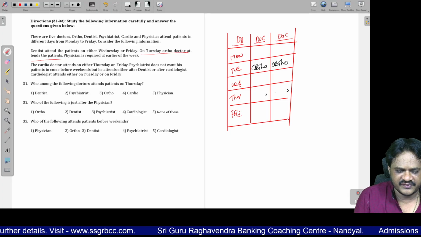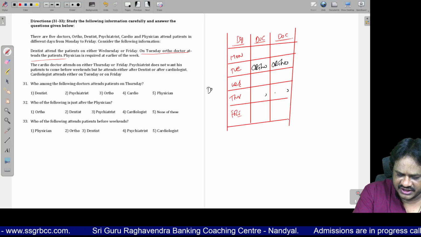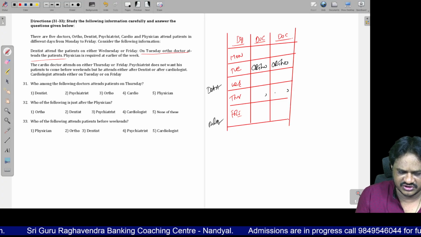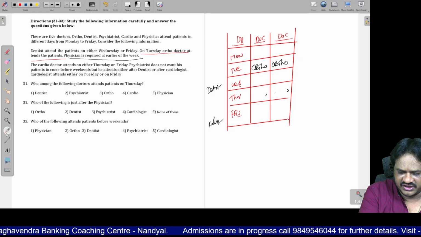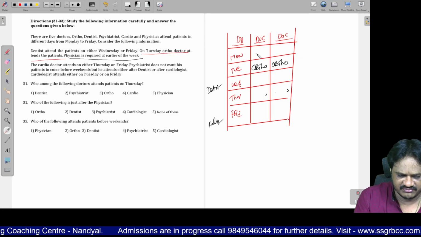Next. Dentist is either on Wednesday or on Friday. So dentist can come either on Wednesday or on Friday. We are having both the chances. Physician is required at the earlier of the week. So later in the sense it will be Thursday and Friday. Earlier means it will be Monday.